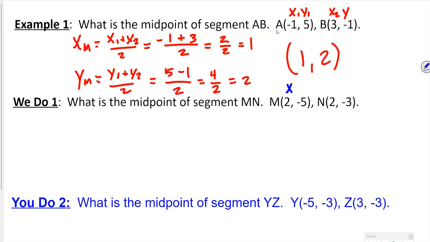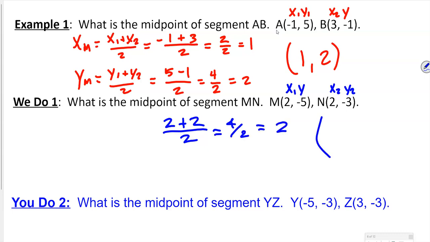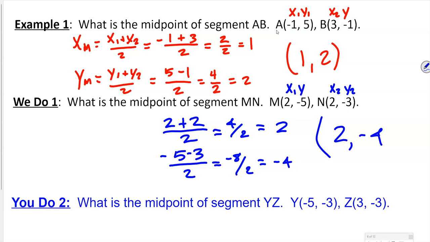All right, so now x1, y1, x2, y2. So I'm not going to write the formula again because I have it above there. Okay, so we're going to go 2 plus 2 divided by 2. So that's going to be 4 divided by 2. So that's going to be 2. So that means my x value is 2, right? Then we're going to go -5 minus 3. Divide that by 2. That's going to be -8 divided by 2. That's going to be -4. So my midpoint is going to be 2, -4. Okay?